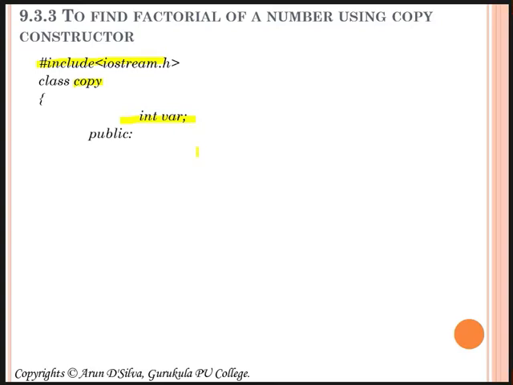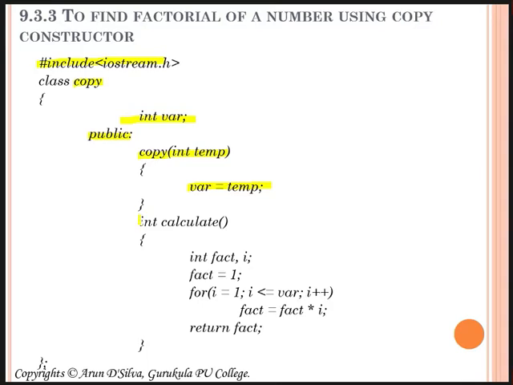So int var is treated as private. Now in the public section I have created a constructor. This is a parameterized constructor. Whatever value I pass here will be assigned to var, so I have used int temp, and temp is assigned to var. Var is a member data of this copy class. I have used one more member function, calculate, which calculates the factorial of var.